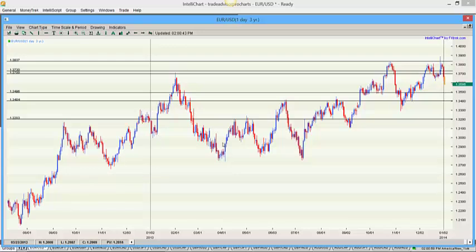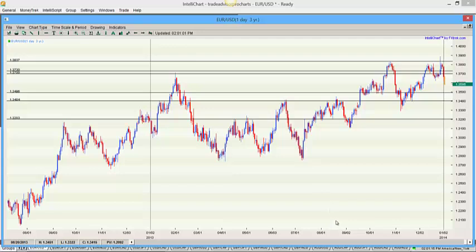We had a pullback, and it's continued the same pattern. So you can see, it's not very difficult. A five-year-old can see that this pair is trending up. However, how long that trend will last, we don't know, but it could still last for a long time.